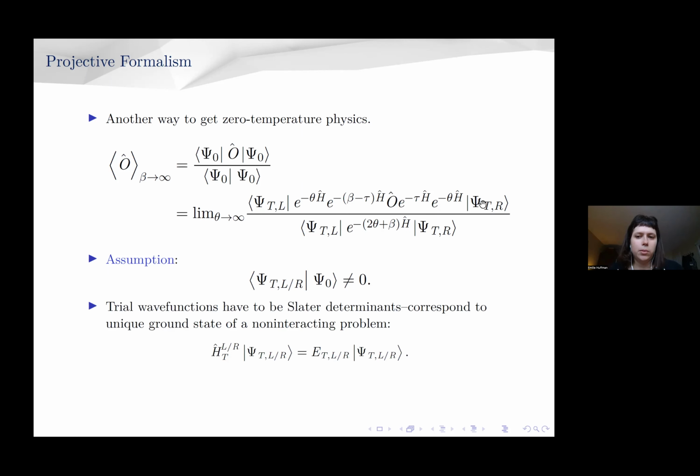The trial wave functions in particular have to be Slater determinants. They also have to correspond to a unique ground state of a non-interacting problem. That was another thing about the info file, making sure that there wasn't a degeneracy in the ground state. If there is, then there can be a sign problem.